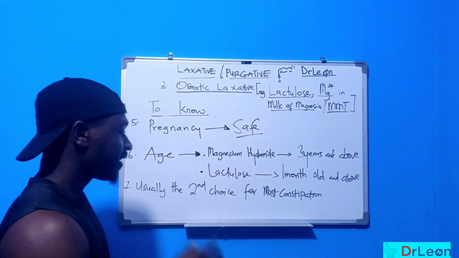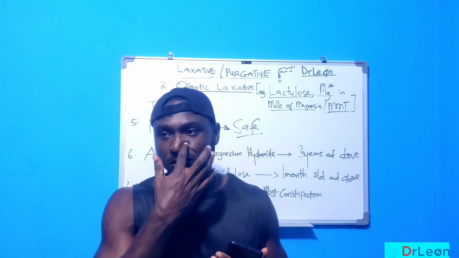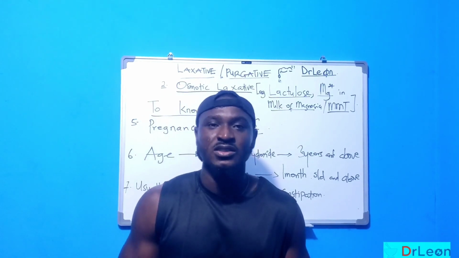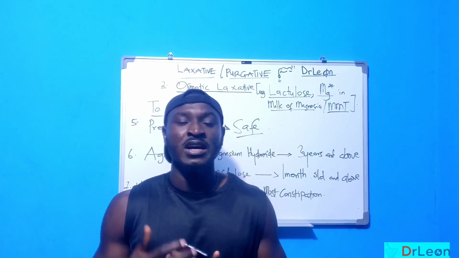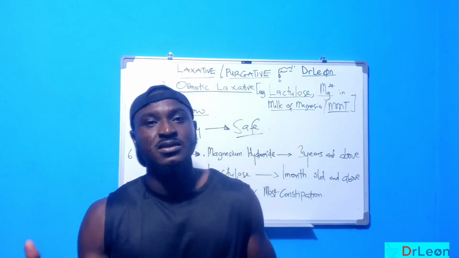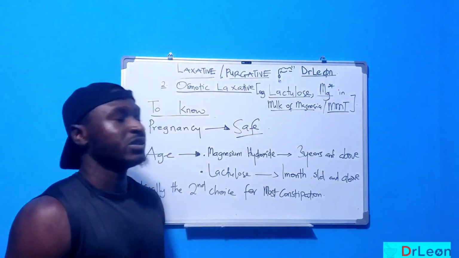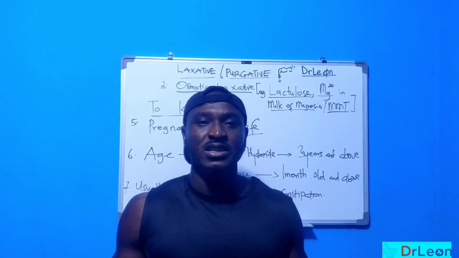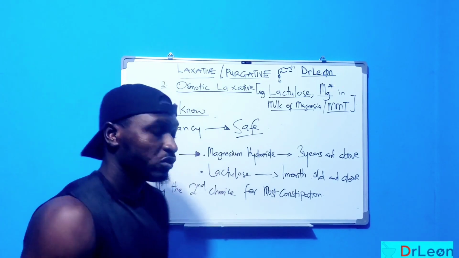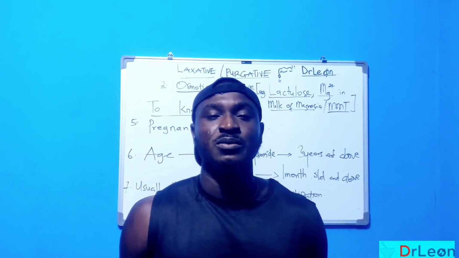Yes, they are usually the second choice for most constipation. So for most constipation, which is not opioid-induced constipation, your first choice is usually the bulk-forming laxative, or you advise the patient to take a lot of fiber in their diet, increase fluid intake to at least 2 to 3 liters a day, and exercise. And when all these are not helping, your second choice is to bring in the osmotic laxative so that they can soften the stool as well as stimulate GI motility. So magnesium or lactulose can be employed in most constipation as a second choice.